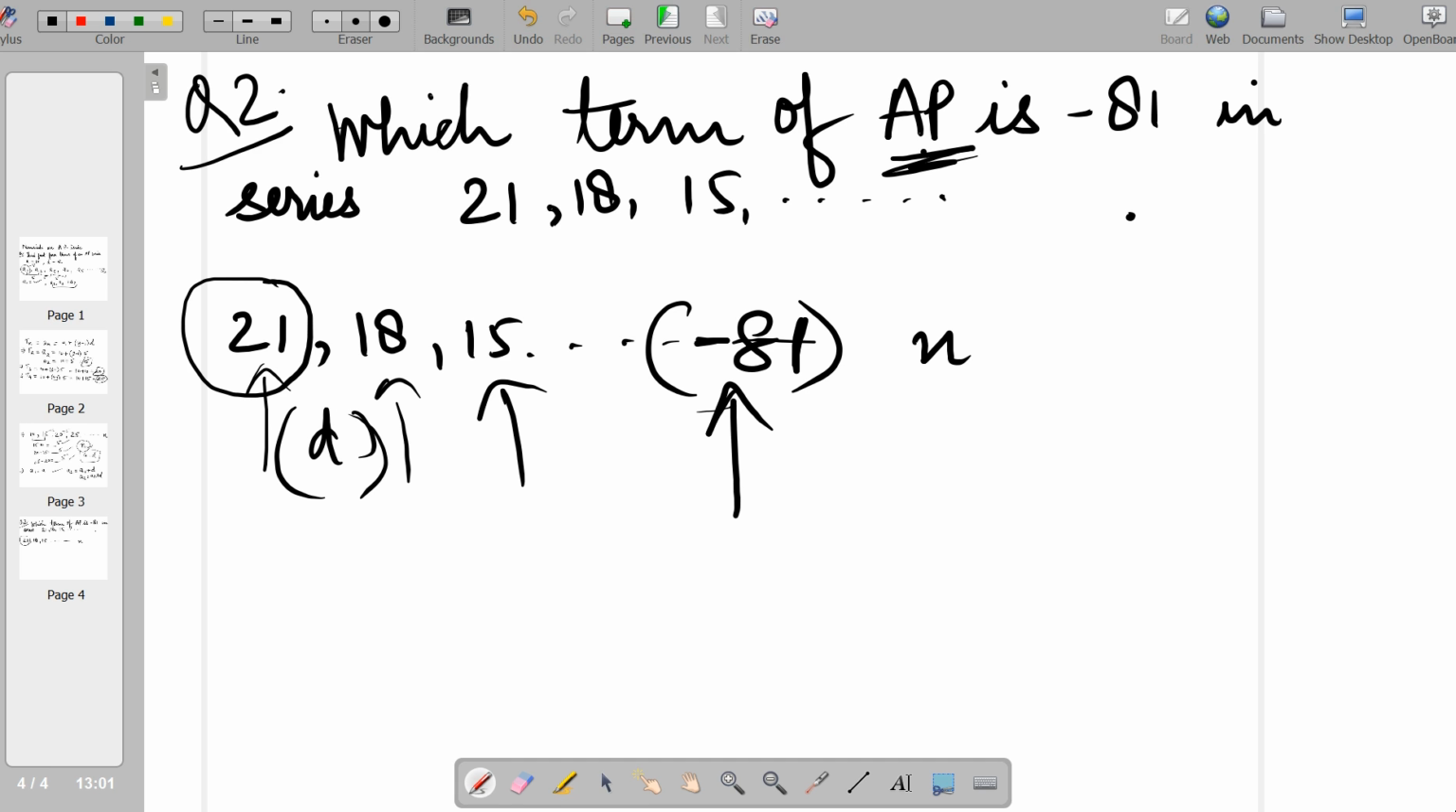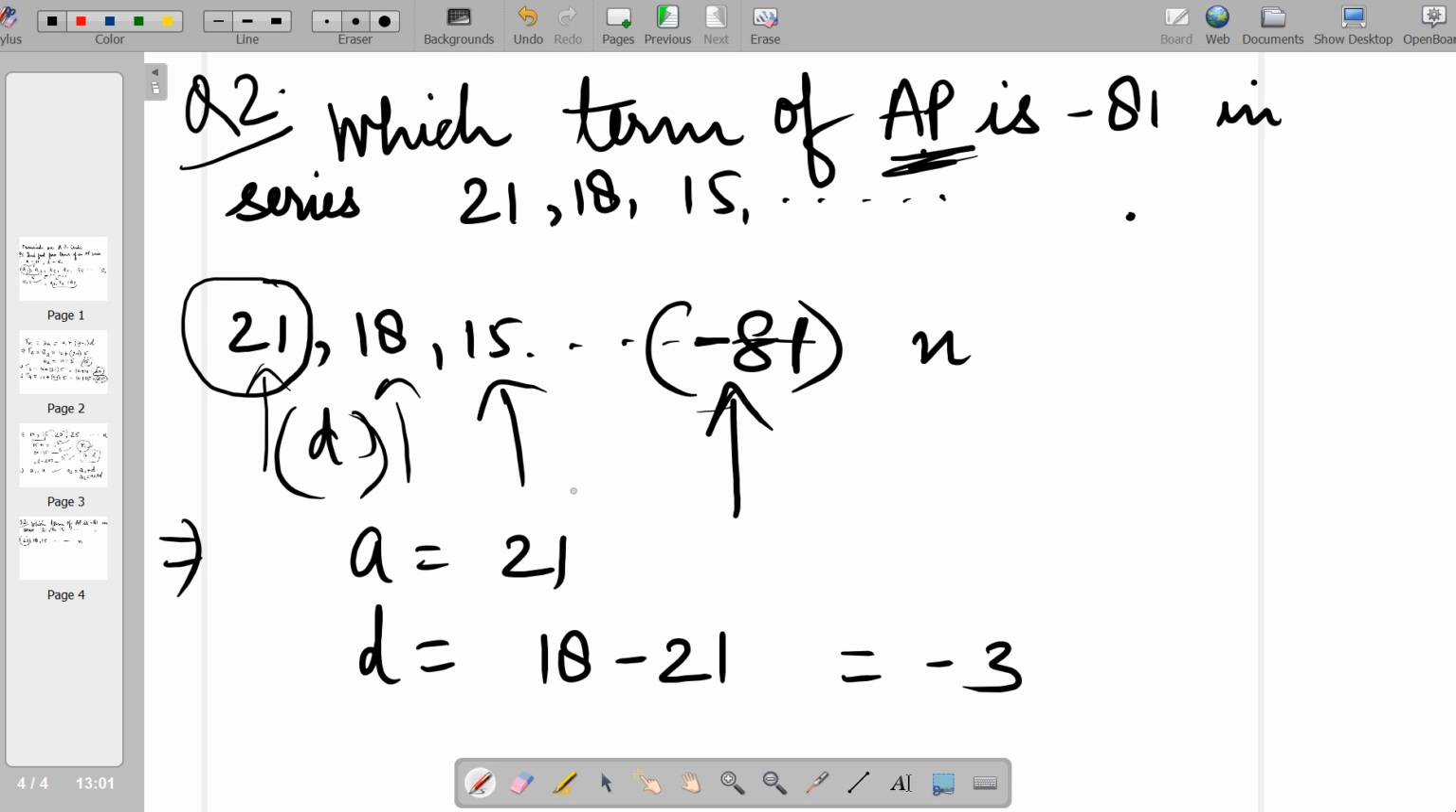So what can you do? Very first thing, get all the values. Small a here is 21, the first element. What will be the common difference? Let's subtract. Common difference would be 18 minus 21, that will give you minus 3. Let's check the third and second terms. If I subtract 15 minus 18, that will give you again minus 3. So your common difference d is minus 3 and your first element a is equal to 21.